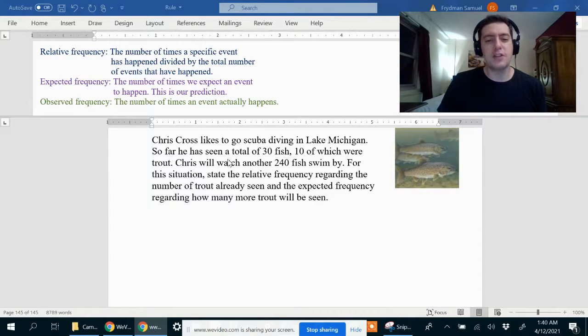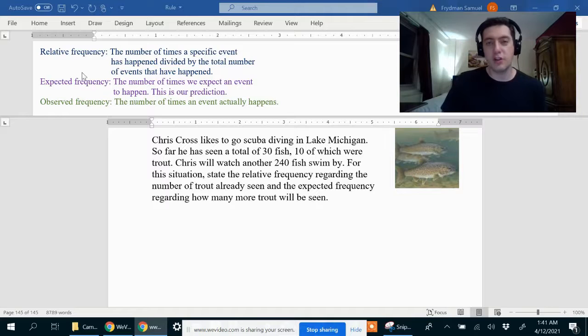So far, he has seen a total of 30 fish, 10 of which were trout. Chris will watch another 240 fish swim by. For this situation, state the relative frequency regarding the number of trout already seen and the expected frequency regarding how many more trout will be seen.